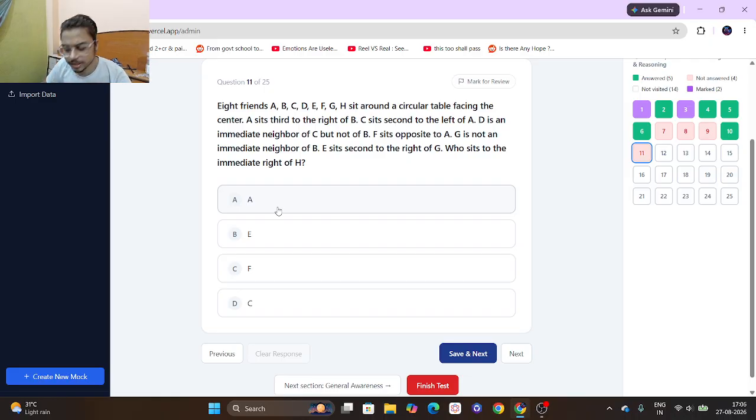C sits second to the left of A. D is an immediate neighbor of C, but not B. F sits opposite to A. G is not an immediate neighbor of B. E sits second to the right of G.